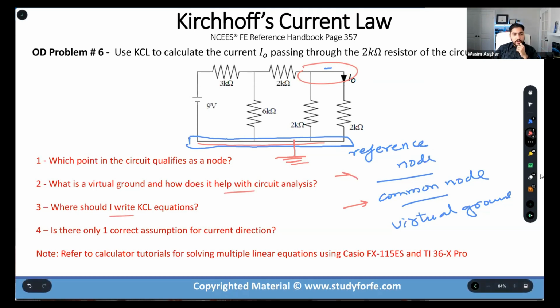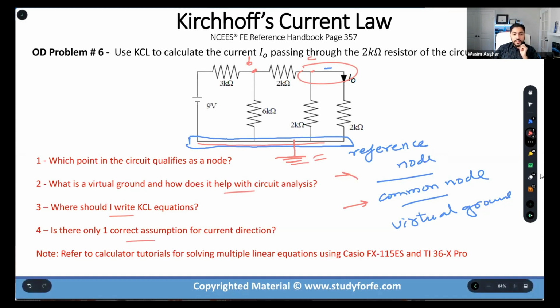Where should I write the KCL equations? KCLs are essentially going to be written over here. B and C, so these are your true nodes. A is a different potential point, but B and C are your true nodes, especially when you consider this as a reference. So once I set up the circuit like this, B and C become my points where I'm going to write the KCL equation.